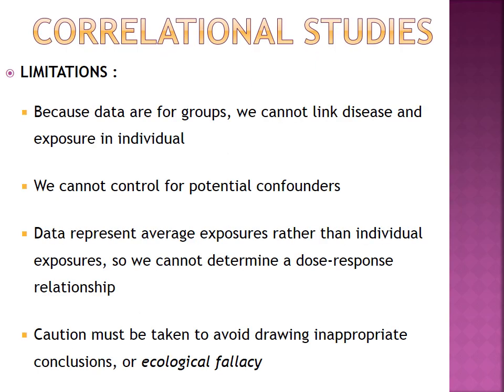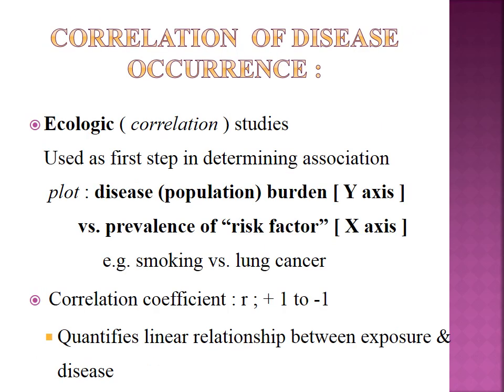But there are certain limitations. Because the data are for groups, we cannot link the disease and exposure in a particular individual. We cannot control for potential confounders. Data represent the average exposure rather than individual exposure. We cannot determine the dose-response relationship. And caution must be taken to avoid drawing inappropriate conclusions from ecological analysis of correlation of disease occurrence.